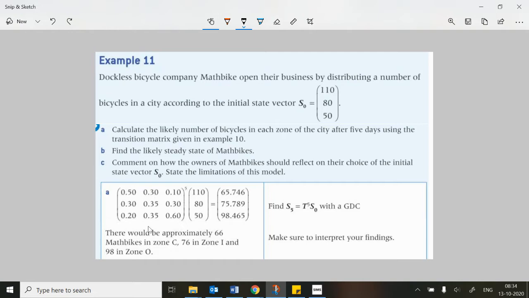So here was the previous transition matrix. We apply that 5 times over to this particular vector, and you can do this just straight on your calculator, and we end up with these numbers here. Okay, so that's after 5 days. And obviously, you're going to need to make some sense of this. It says calculate the likely number of bicycles. So you can say, well, this looks like 66 bicycles, this looks like 76, and this looks like 98. I'm just rounding off there.